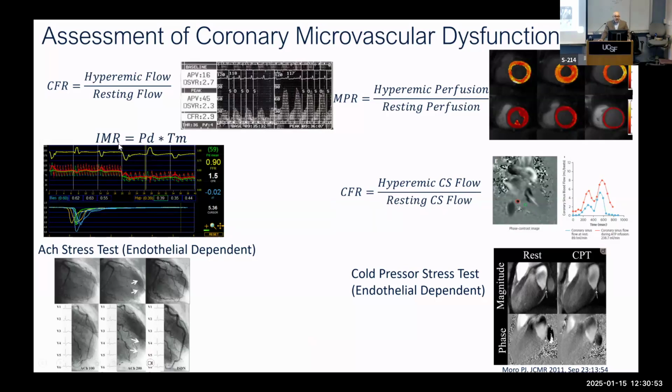Invasively, other things that you can do, you can look at the index of microvascular resistance. We don't have a way of doing this noninvasively, so this is trying to treat it in a very simplistic way as like V equals IR, and trying to get this resistance. In the cath lab, when we give adenosine, that's endothelium independent. There are tests to look at endothelium dependent mechanisms. The mechanism of doing this in the cath lab is looking at response to acetylcholine. In normal vessels, it should cause vasodilation. In those that have endothelial dysfunction, you'll get vasoconstriction.